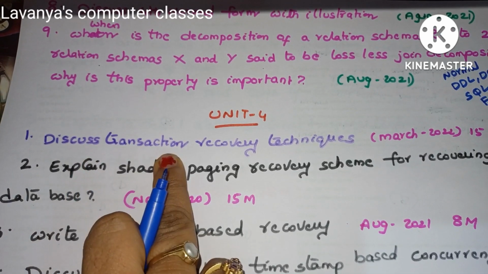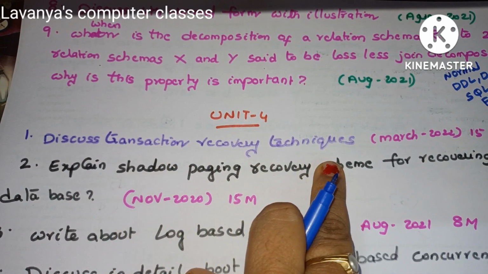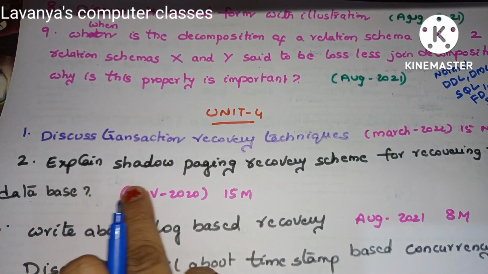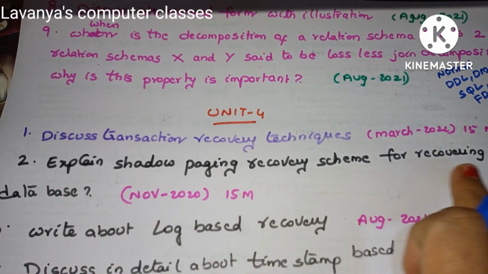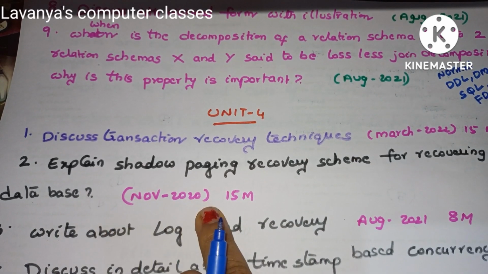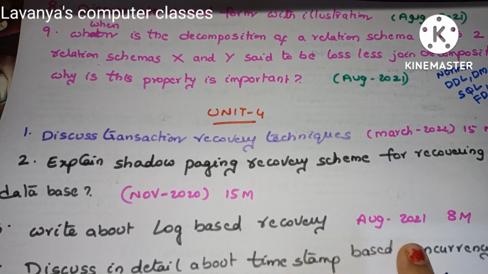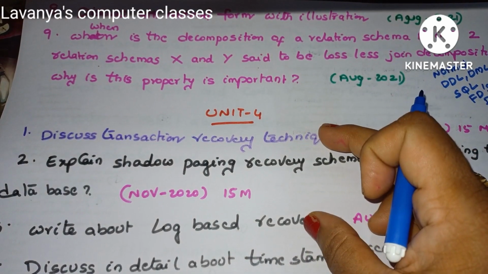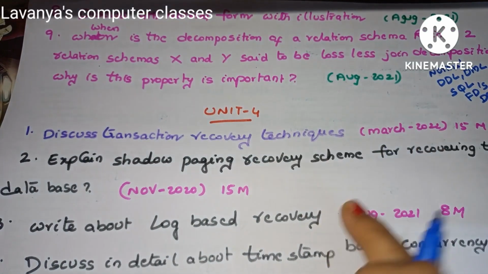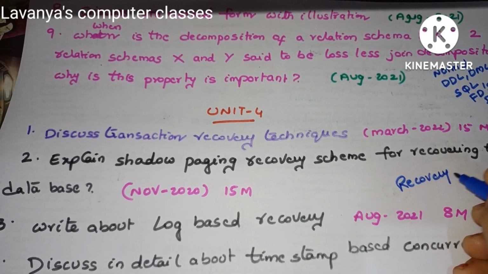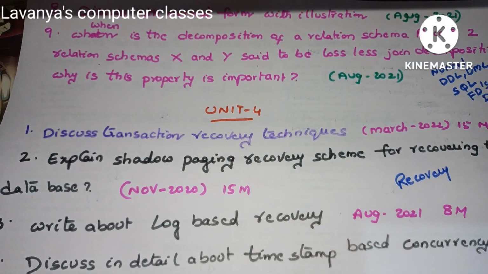First question is discuss transaction recovery techniques, totally 15 marks, March 2022. Explain shadow paging recovery scheme for recovering the database, November 2020. Write about log-based recovery, August 2021. So these are 3 different questions, but all belong to one topic, that is recovery techniques. If we study the recovery techniques, we can attempt all the questions.